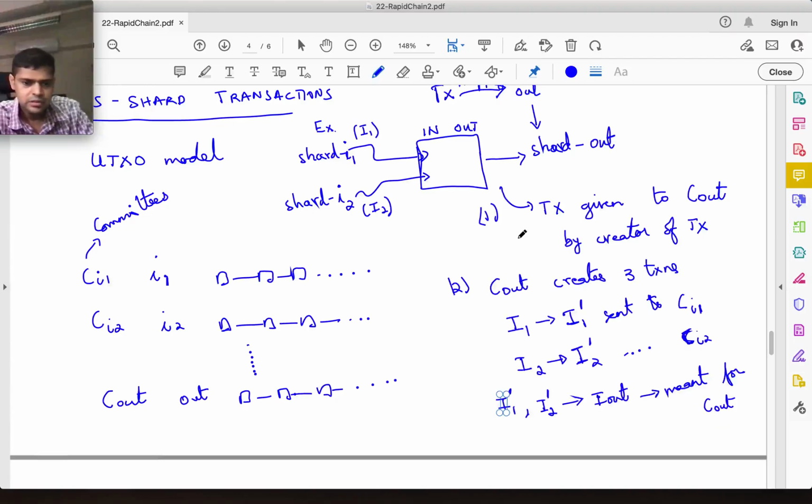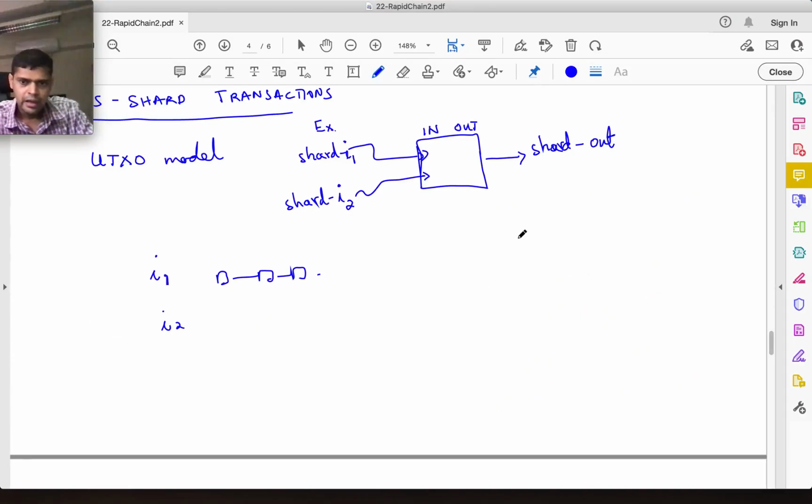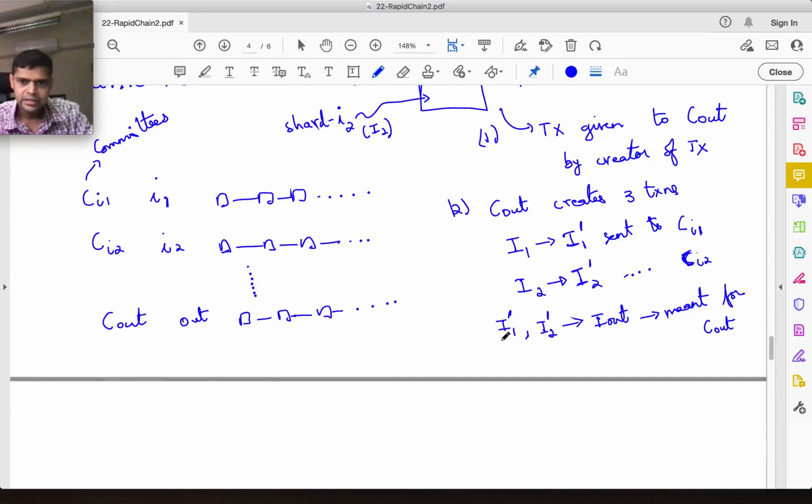Okay, so this is what is done, but of course this third transaction cannot be included right away. You want these two to be committed to their appropriate input shards, right? So essentially this is going to transfer money to this other account, right? And similarly here too, and these two are going to be put together and sent to I out. Okay. So what happens after this?